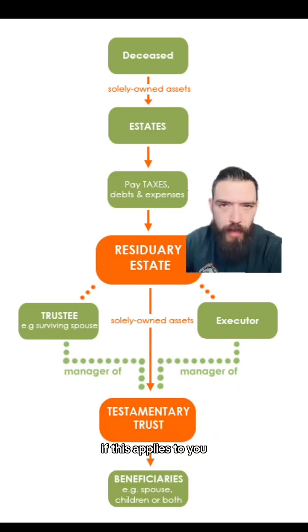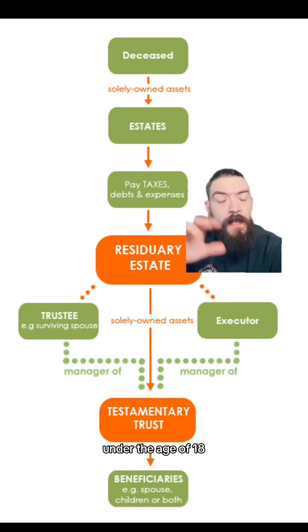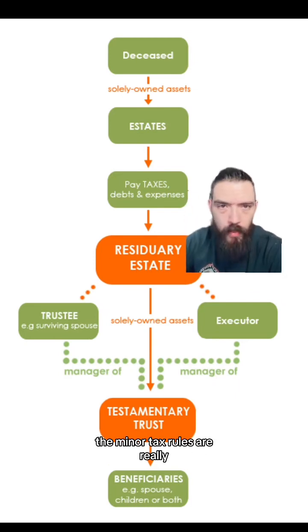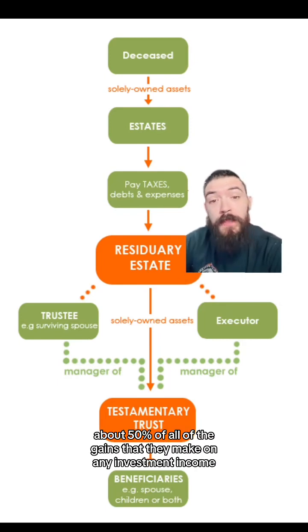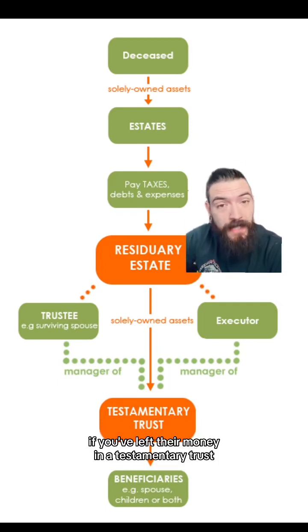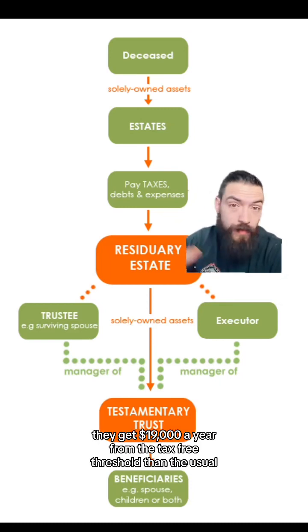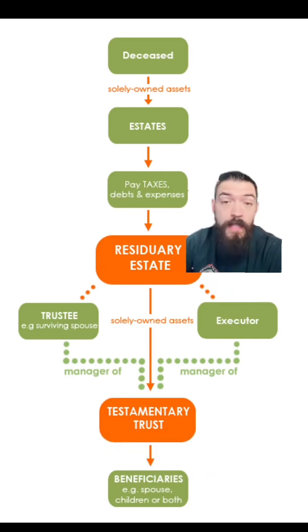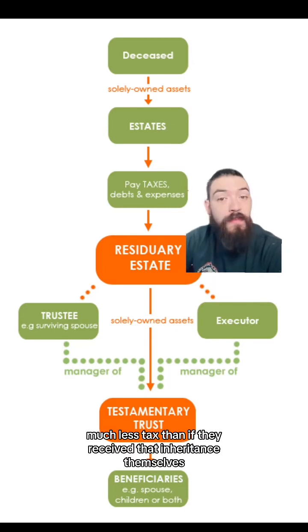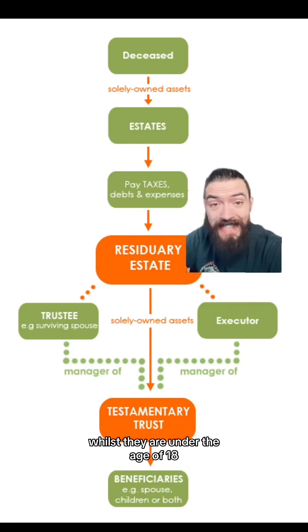The other benefit, I'm not sure if this applies to you, but this will apply to others, is that if you've got young kids under the age of 18, the minor tax rules are really, really aggressive, meaning that most kids will lose about 50% of all of the gains that they make on any investment income. Whereas if you've left their money in a testamentary trust, they're actually treated as an adult for tax purposes. For that reason, they get the $19,000 a year tax-free threshold and the usual normal adult tax rates. So they pay much, much less tax than if they received that inheritance themselves and that was invested on their behalf whilst they are under the age of 18.